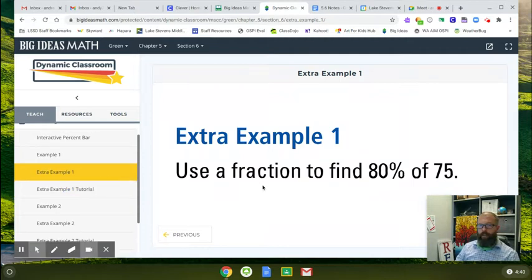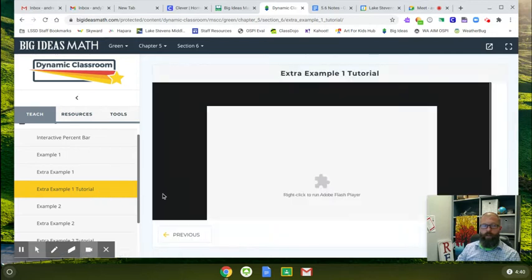So use a fraction to find 80% of 75. What we're going to do is turn 80% into a fraction, which is 80 over 100, or 8 over 10, or 4 over 5 would be the lowest one. So I would try to use the smallest one possible. Let's take a look at this tutorial and see how they do it.